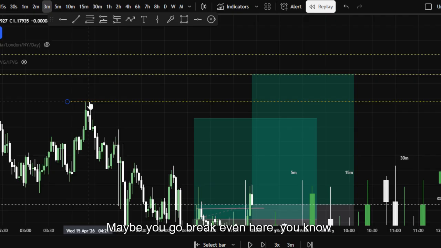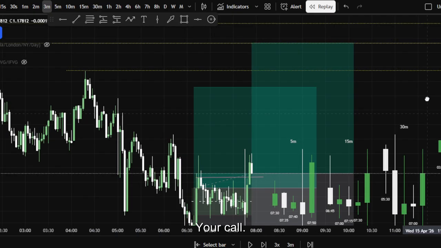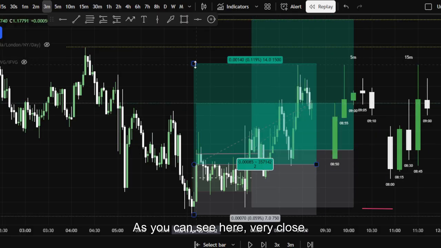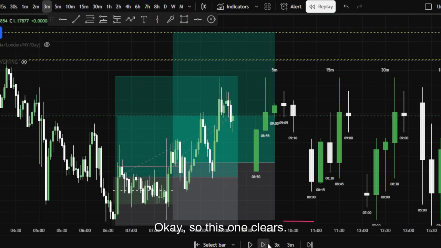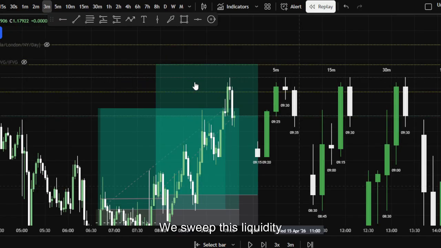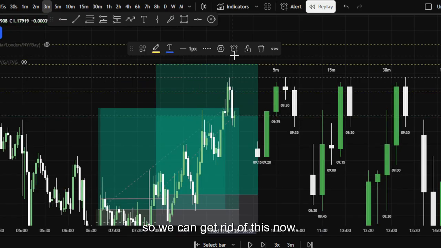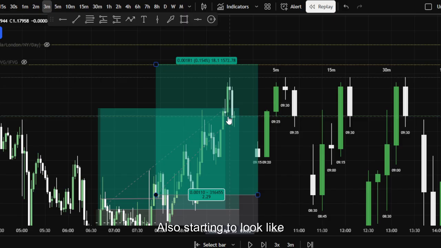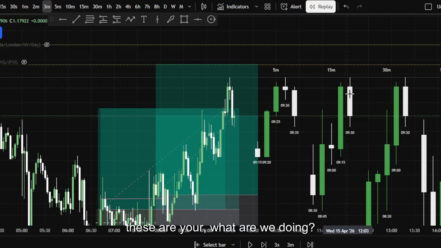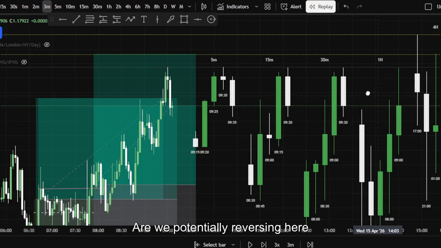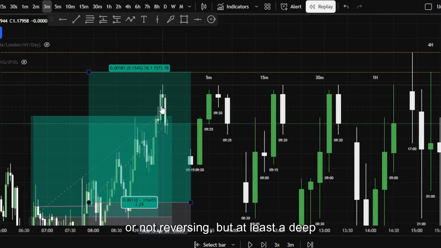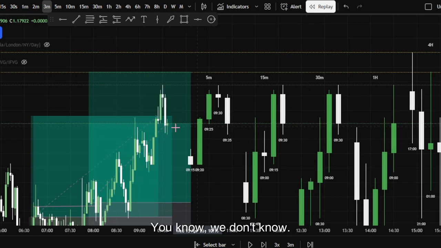Maybe you go break even here, whatever. Your call. As you can see here, very close. We don't get it. Okay, so this one clears. We sweep this liquidity, so we can get rid of this now. Also, starting to look like these are... what are we doing? Are we potentially reversing here? Or not reversing, but at least a deep retracement? We don't know. Let's get rid of this one. This is already a winning trade.